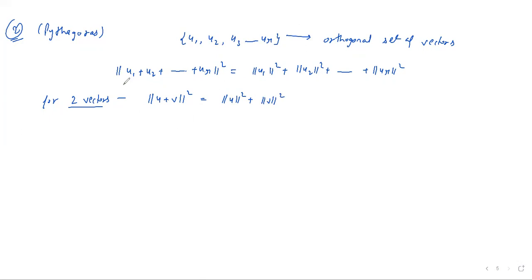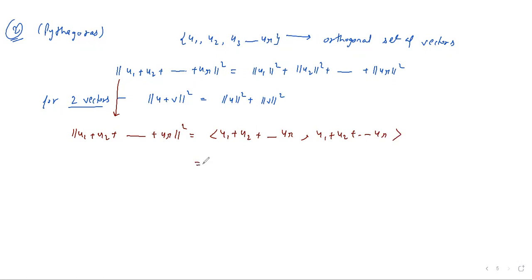Now see how we are saying this. Let's take out this norm of u1 plus u2 to ur. What does this mean? We are taking the inner product of the sum of these vectors, not a linear combination, the sum u1 plus u2 to ur, with itself, that is u1 plus u2 to ur with u1 plus u2 to ur.